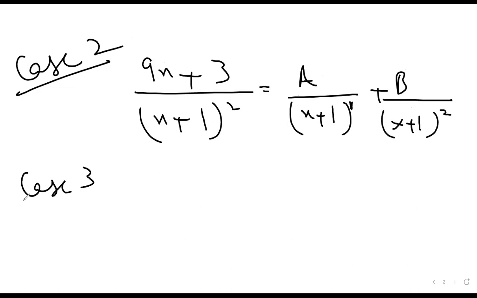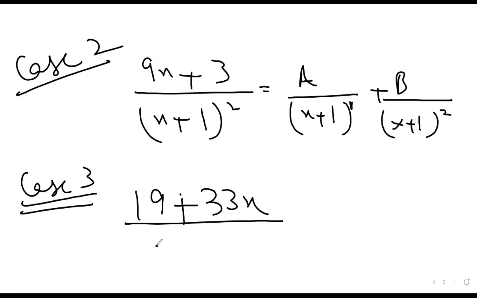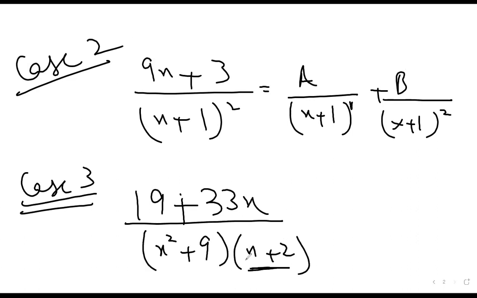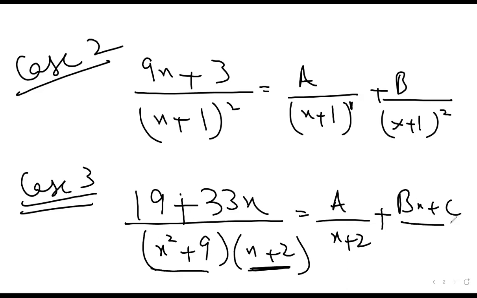Case number 3. For example, (19 plus 33x) upon (x squared plus 9)(x plus 2). This is a linear factor. We can write it down like a upon (x plus 2), and the irreducible factor can be written in the form of (bx plus c) upon (x squared plus 9).